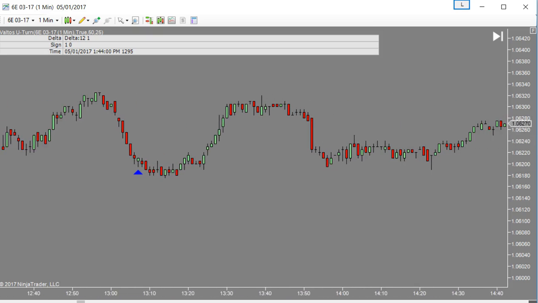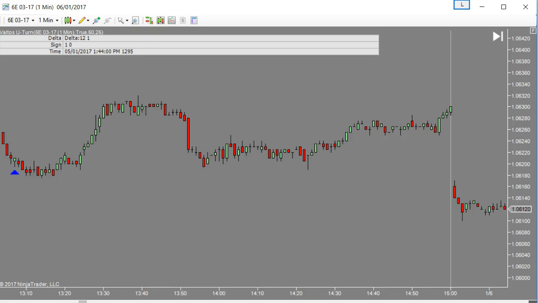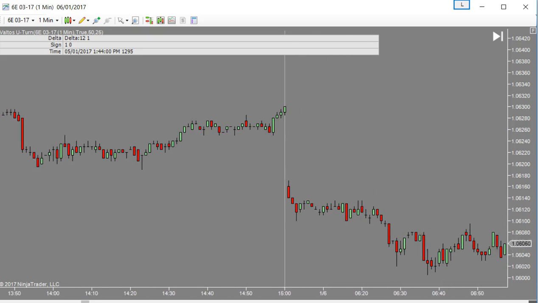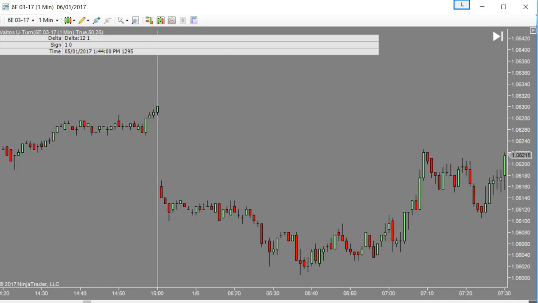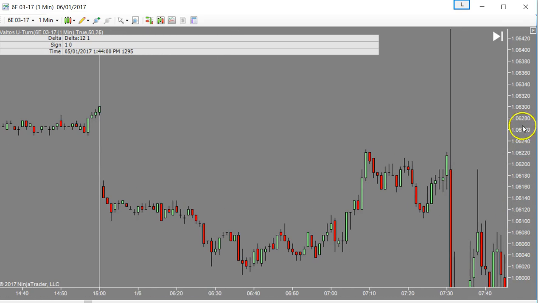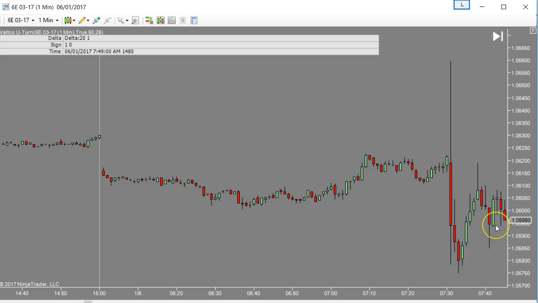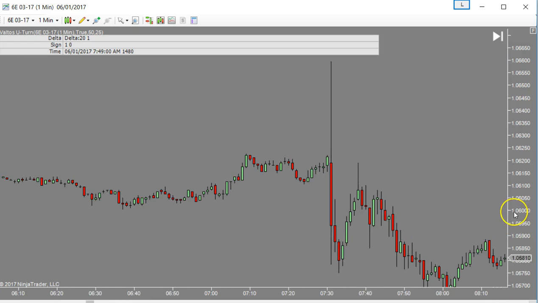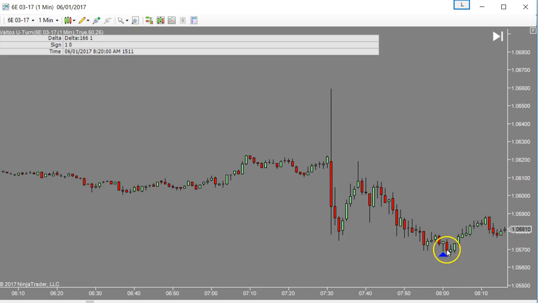And then we're going into the close for the day. It's already 2 o'clock. So the next day, this is non-farm payroll day, the 6th. That's why you get this big price gyration there. Okay, so you get a buy signal here. It ticks a little bit lower before turning around and going up.